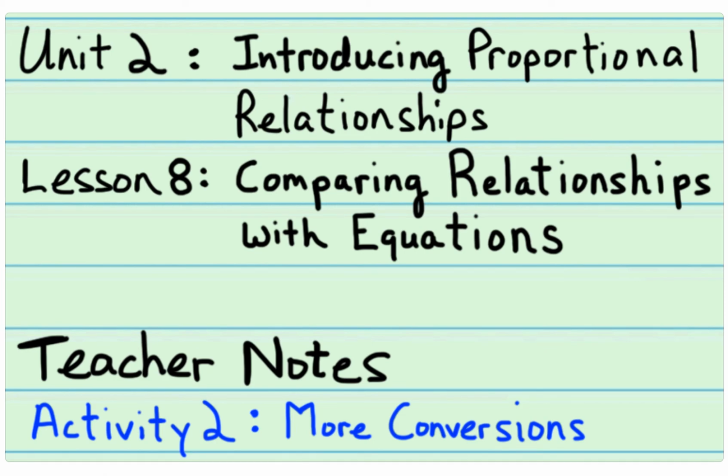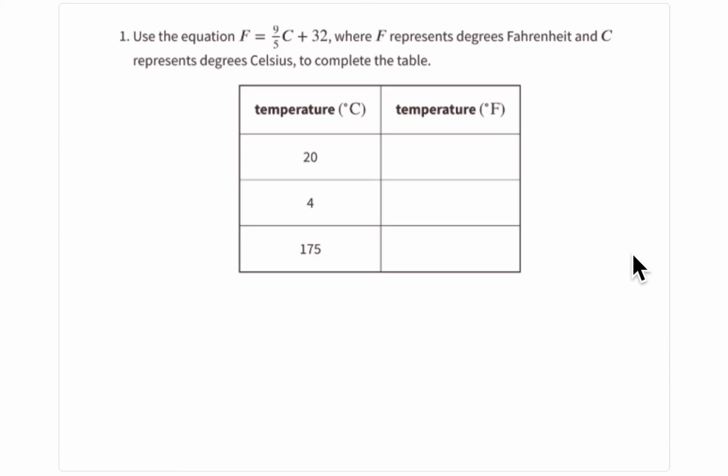This is Lesson 8, Comparing Relationships with Equations, and this is Activity 2, More Conversions. A conversion is, once again, when you change from one kind of unit to another type of unit to measure the same thing. So for example, in this case, to measure the same temperature, you can either measure that temperature in degrees Celsius or degrees Fahrenheit. So this is changing from degrees Celsius to degrees Fahrenheit. The temperature is still the same. It's just the units that you measure it in are different.